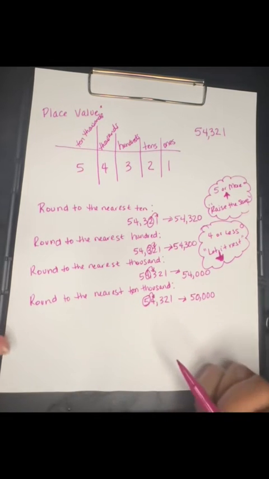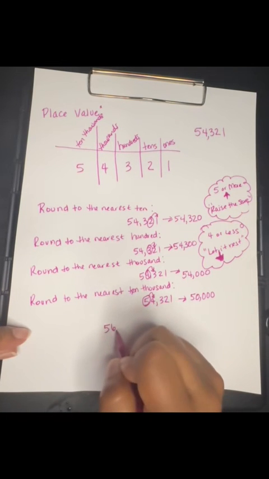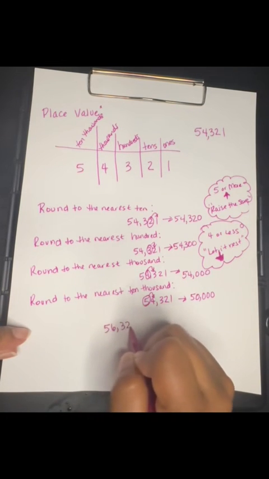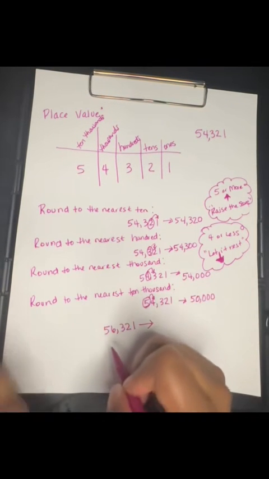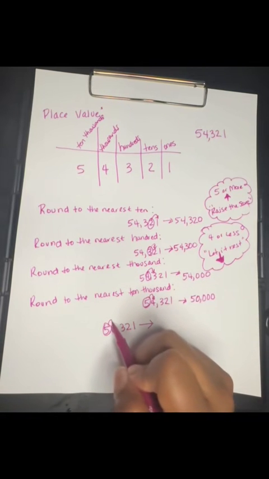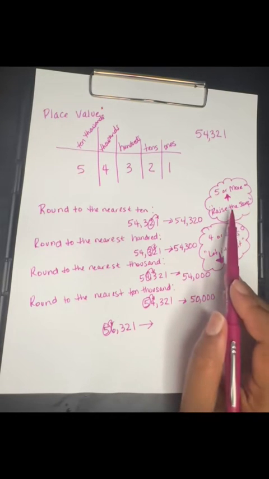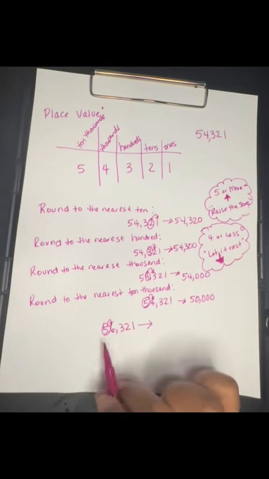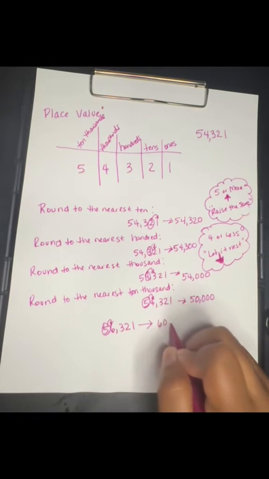Okay, Miss Todd, what if there was a 6 in the thousands place when I'm trying to round to the nearest 10,000? Well, I'd circle my 10,000 again. I look at this digit in the thousands place. It is actually 5 or more. That means I need to raise the score. So instead of this becoming 50,000, this would become 60,000.